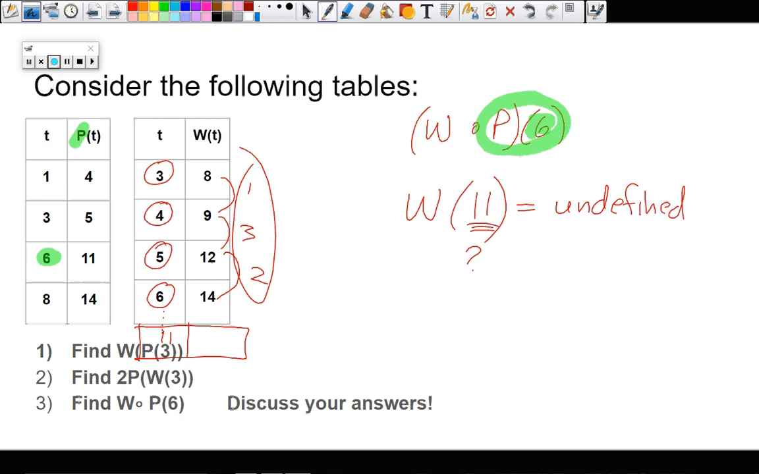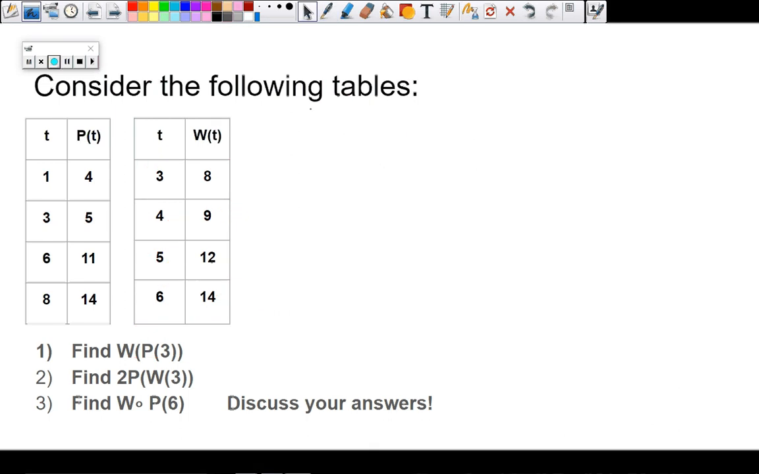It could probably not even be on the graph. You see what I'm saying? Like if I graphed w of t, it would look like this. 3, 8, 4, 9, 5, 12, 6, 14. Is that continuous or discrete? Discrete. Do you see any other points drawn? No, so it could be undefined. All right. I believe, yeah, that is it, guys.